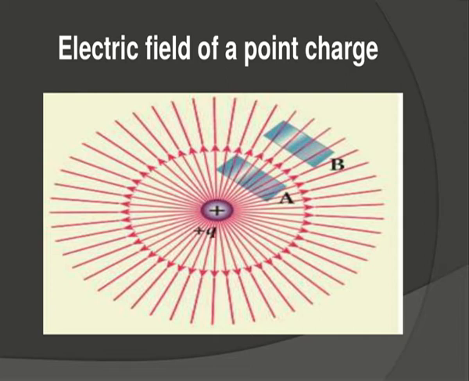The electric field strength for a point charge decreases as the distance increases. Then the point charge electric flux also decreases as the distance increases.